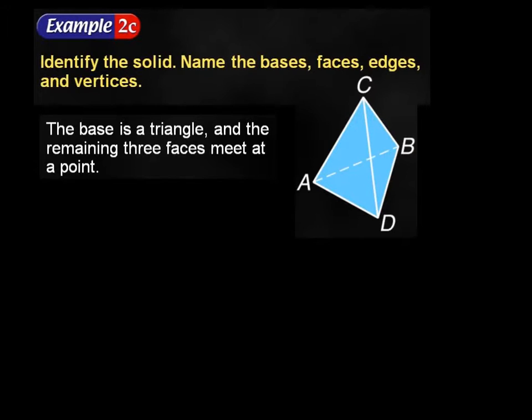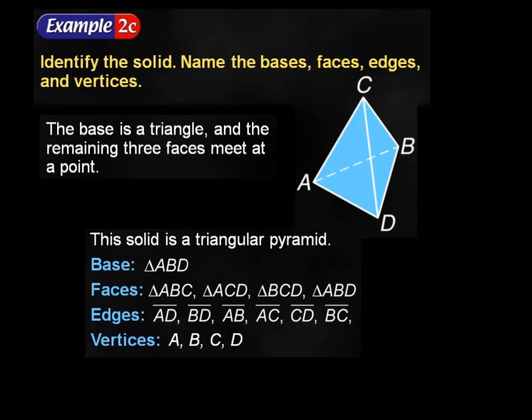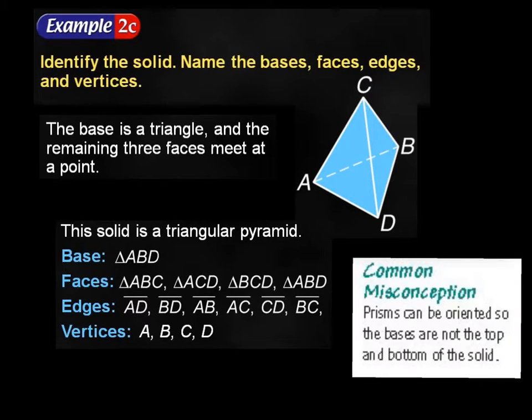Again, identify, name the bases, faces, edges, and vertices. The base is a triangle, and the remaining 3 faces meet at a point. So that means this is a triangular pyramid. They called the base the bottom. You could have picked it as any of them. They said the base was triangle ABD because it's on the bottom, but they could have said ACD. It doesn't matter. The faces, now they list all 4 triangles that are faces. The edges, and there are 1, 2, 3, 4, 5, 6 different edges listed. And the vertices are the 4 vertices. Okay, so this is a nice illustration.